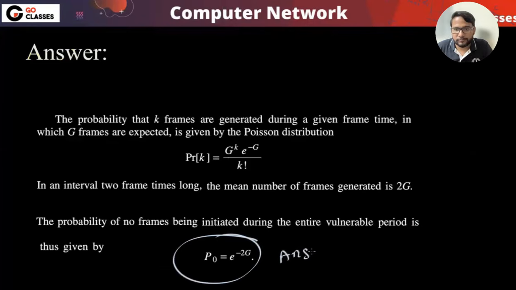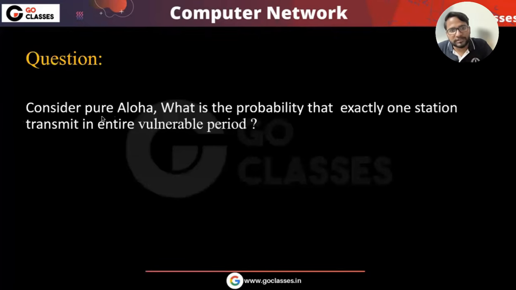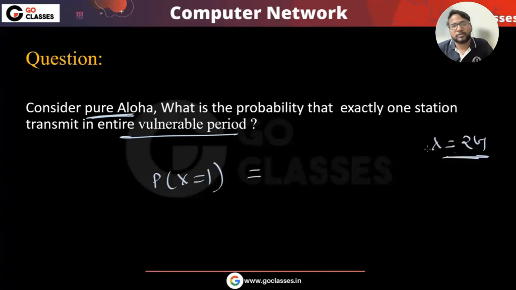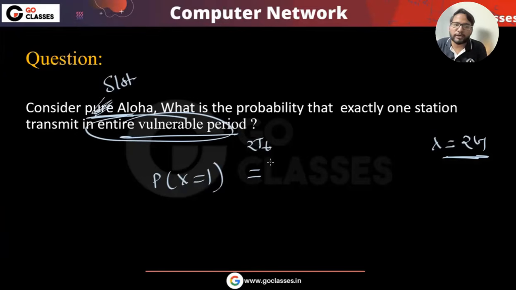Now, let's suppose I ask you that this is pure Aloha only, in the entire vulnerable time, exactly 1 frame. So again, this lambda here is 2G. The same question can also be asked for slotted Aloha, and instead of saying entire vulnerable time, they can say 2TT time. Then also the answer will be the same, because then also you need to modify the lambda, which will be 2G.